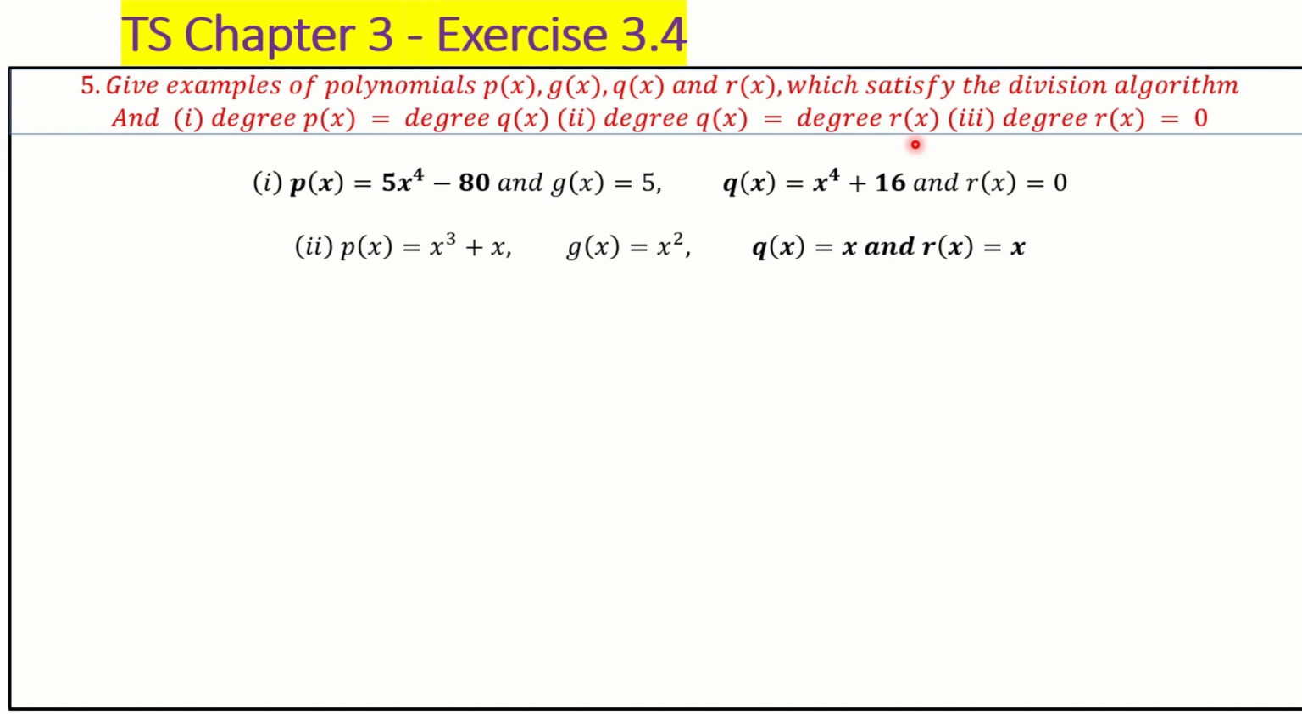Now degree of r of x equal to 0, there are so many. You can get r of x equal to 0. That means remainder is 0 basically. So many examples you can get. One is given here.